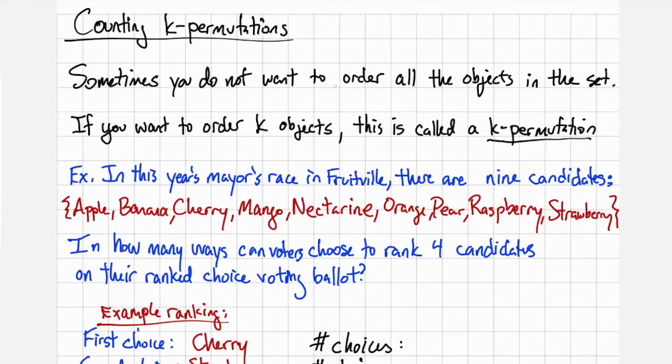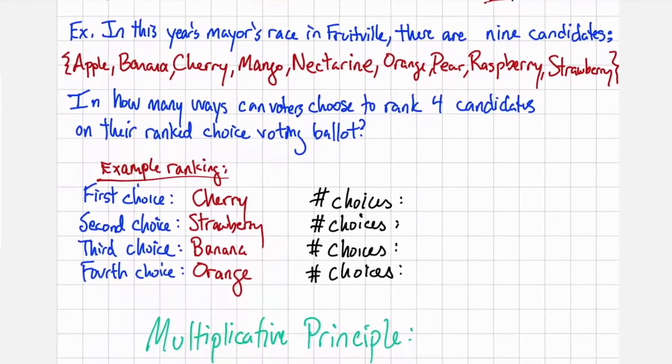Now, sometimes you do not want to order all of the objects in the set. If instead you only want to order k objects out of n, this is called a k-permutation. Let's look at a fun example. In this year's mayor's race in Fruitville, there are 9 candidates. We've got apple, banana, cherry, and then mango, nectarine, orange, pear, raspberry, and strawberry.